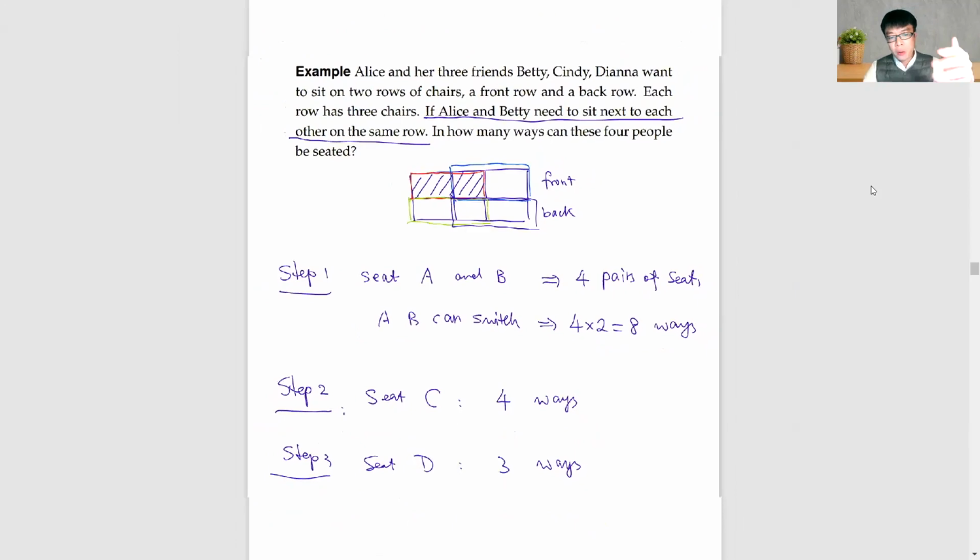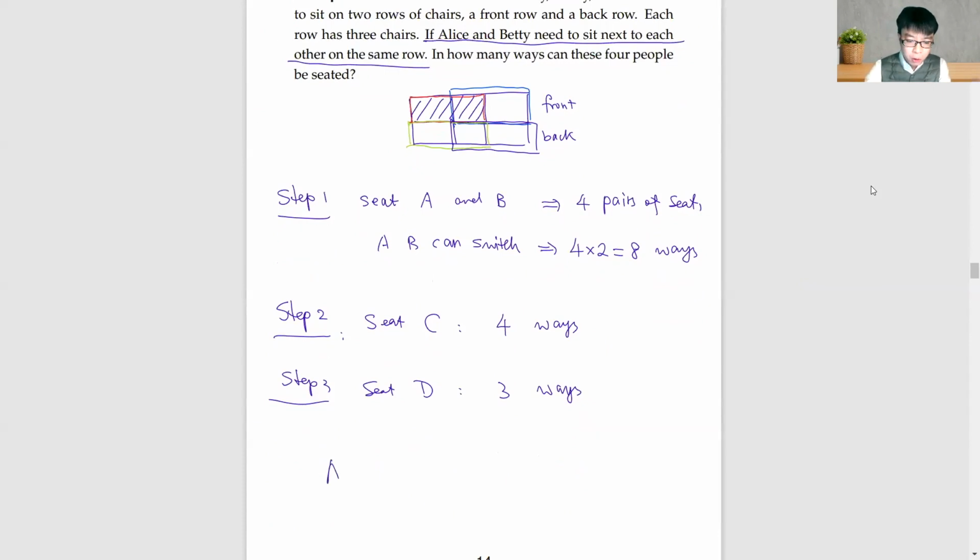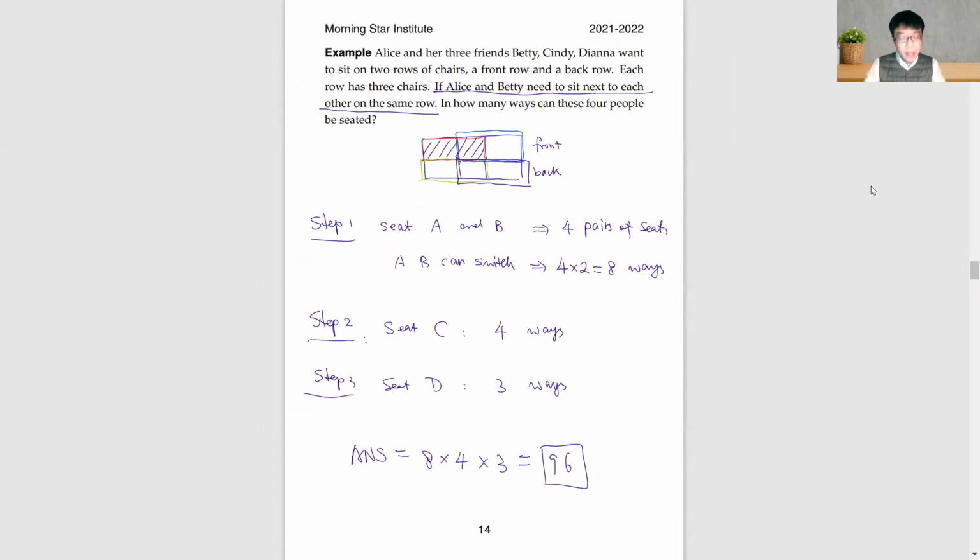So after we go through these 3 steps, this task is completed. So the answer is their product. The total number of ways to sit the 4 people will be 8 times 4 times 3, which is 96. There are 96 ways to sit these 4 friends. That's an application of the multiplication principle.